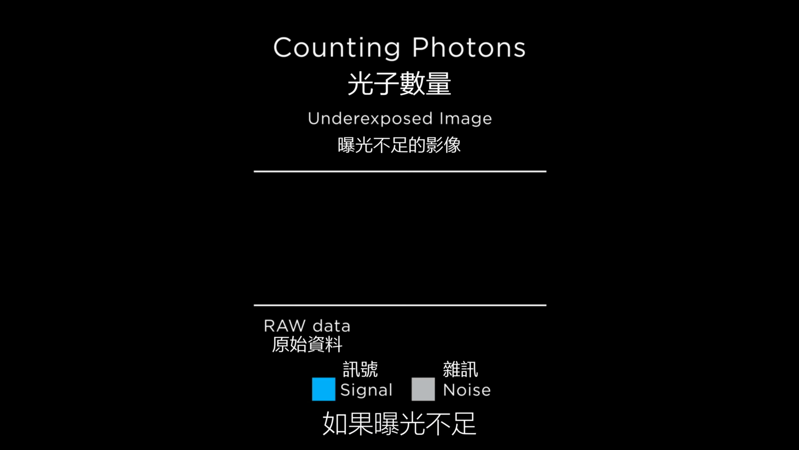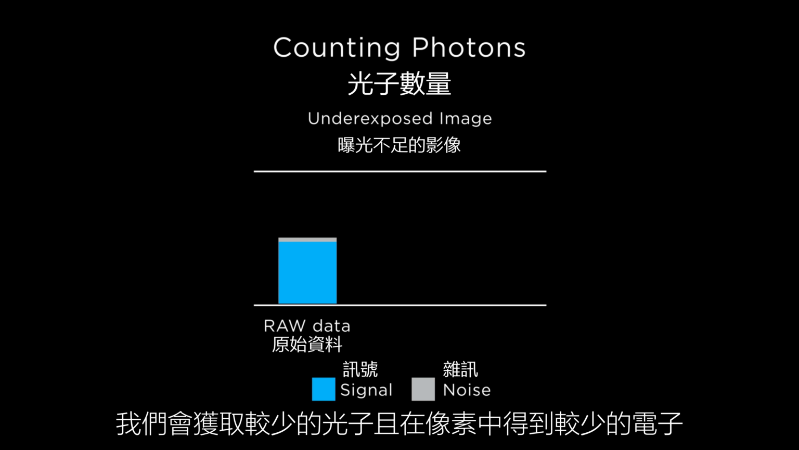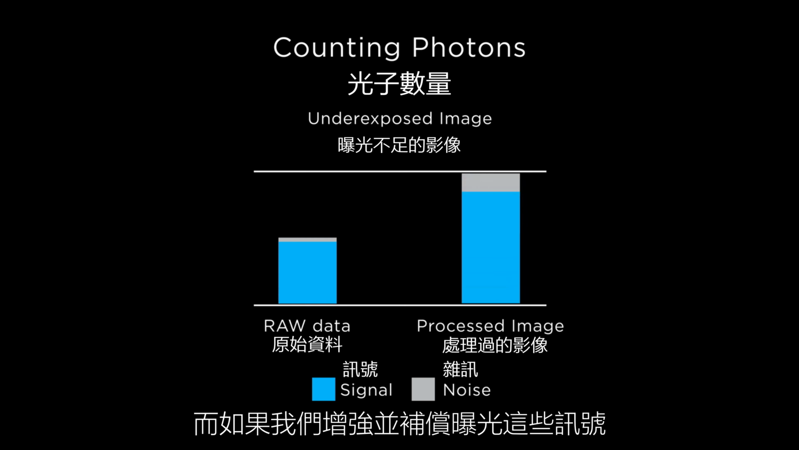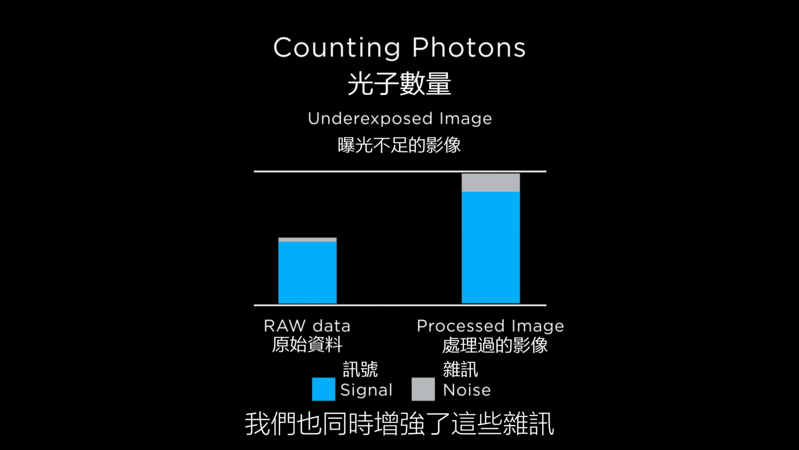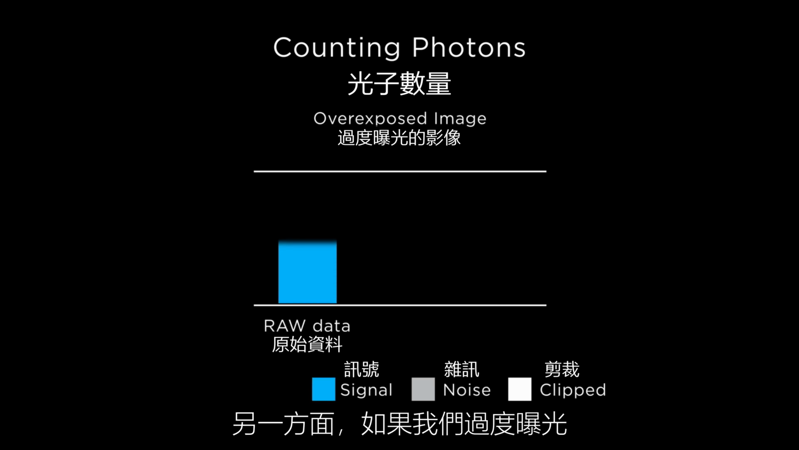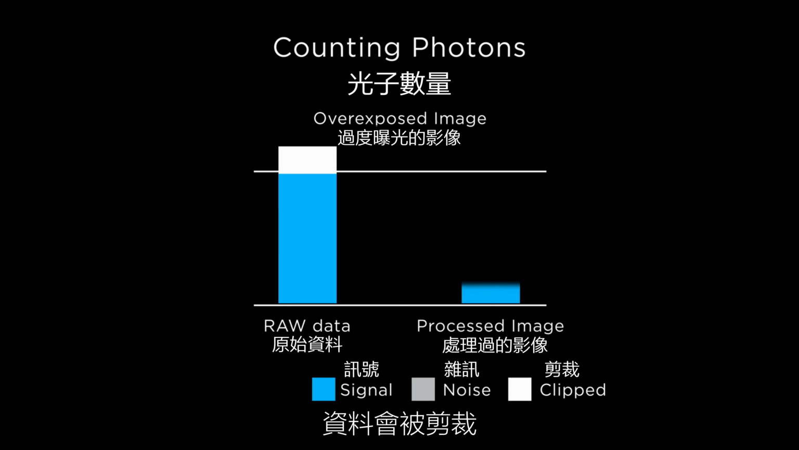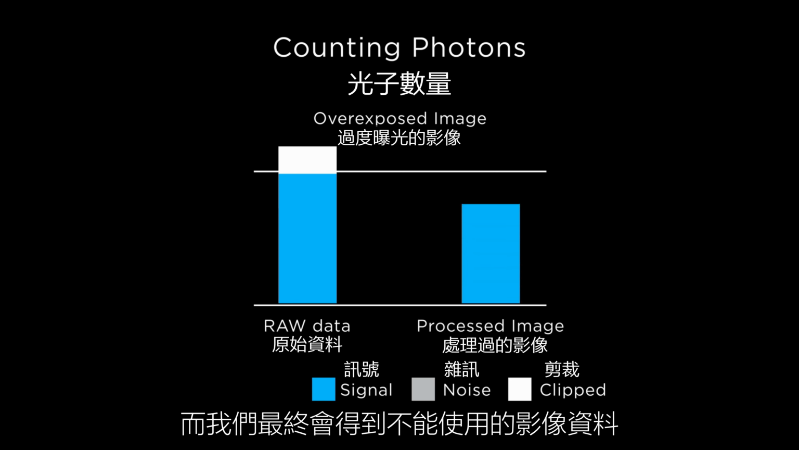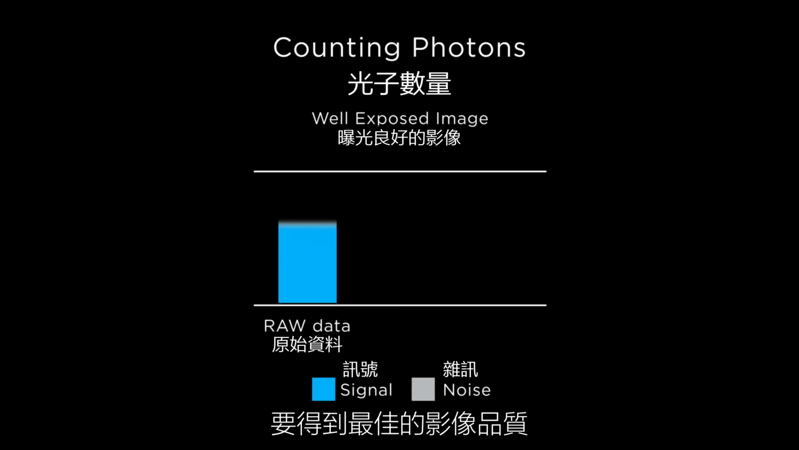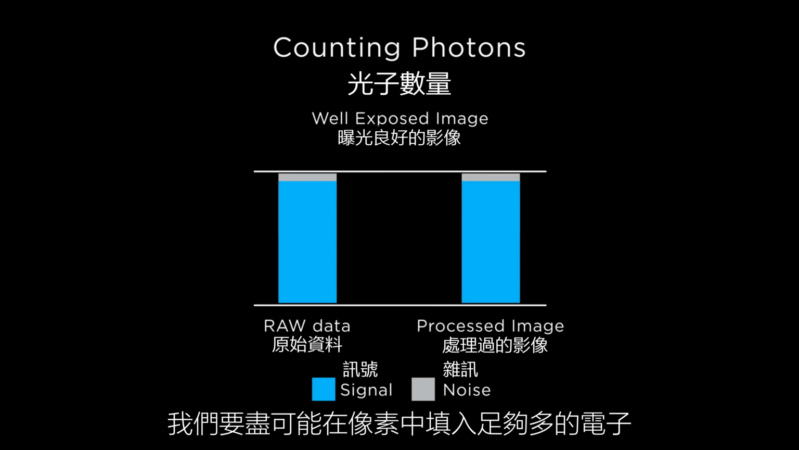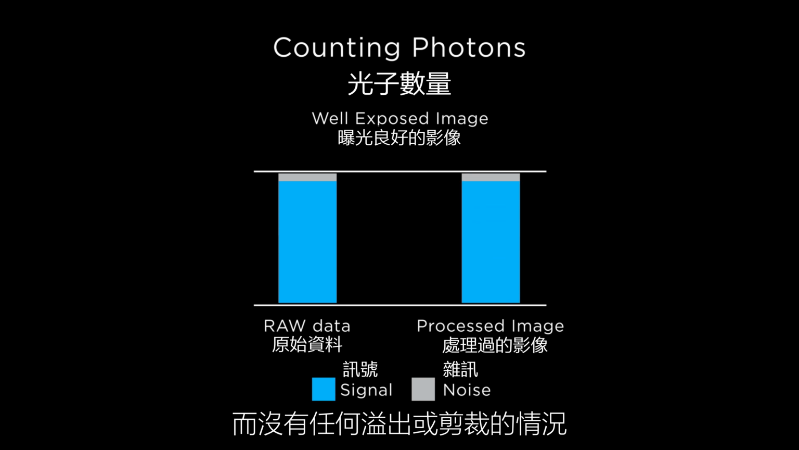If we underexpose, we end up capturing fewer photons and collecting fewer electrons in the pixels, thus having a worse signal to noise ratio. And if we then amplify this signal to compensate for the underexposure, we just amplify all that noise up. On the other hand, if we overexpose and fill up the pixel well above capacity, the data is clipped and we end up with unusable image data. To sum this up, to get the best possible image quality, we want to fill as many of the pixels as possible with as many electrons as possible without any of them overflowing and clipping.